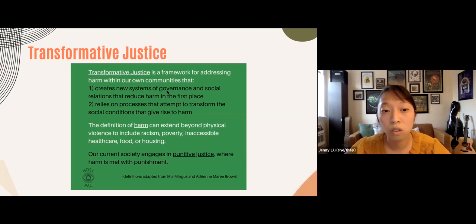So looking at those root causes, it relies on processes that attempt to transform the social and material conditions that give rise to harm. And when I talk about harm too, it can extend beyond just physical violence. It includes racism, poverty, inaccessible healthcare, our food systems, and even housing.